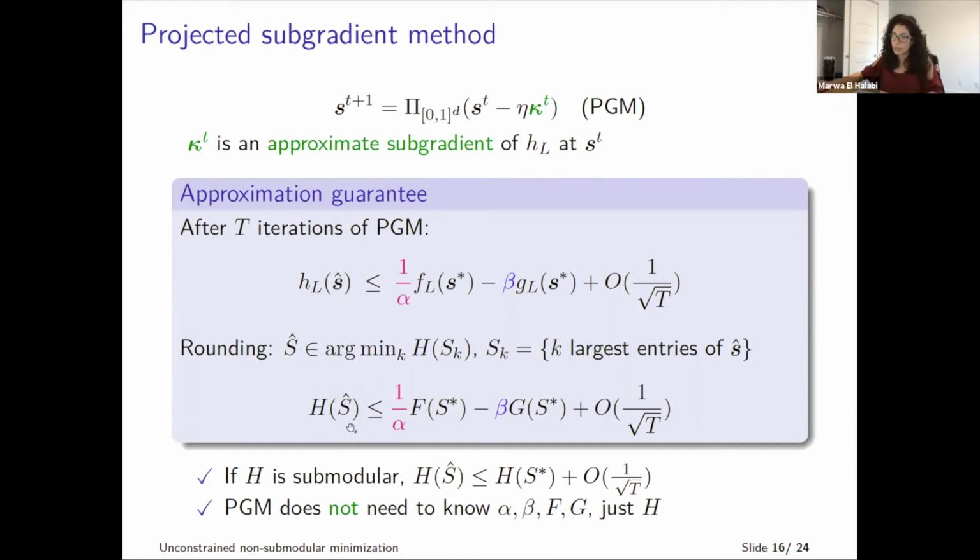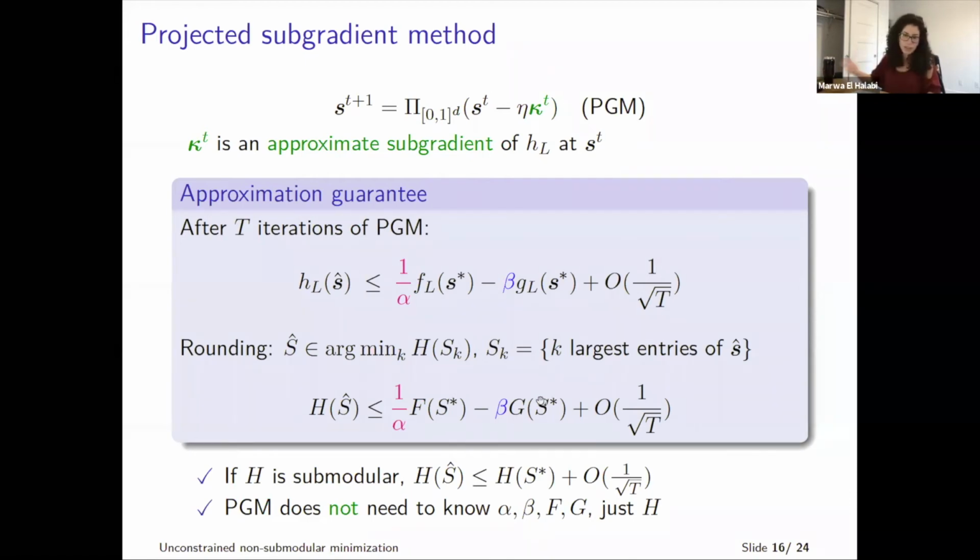It's just saying that the value I'm obtaining is less than 0, which is trivial because I could have also just set S hat to be the empty set. And because I assume that my objective function is 0 at the empty set, I'm saying I'm going to do better than just picking the empty set. So I didn't tell you anything. But if the function is actually close to being submodular, then this upper bound will be well below 0. It's actually going to be negative, and this is giving you some approximation guarantee. Okay.